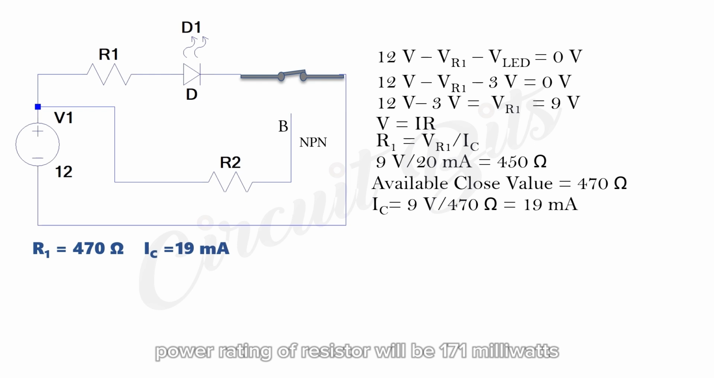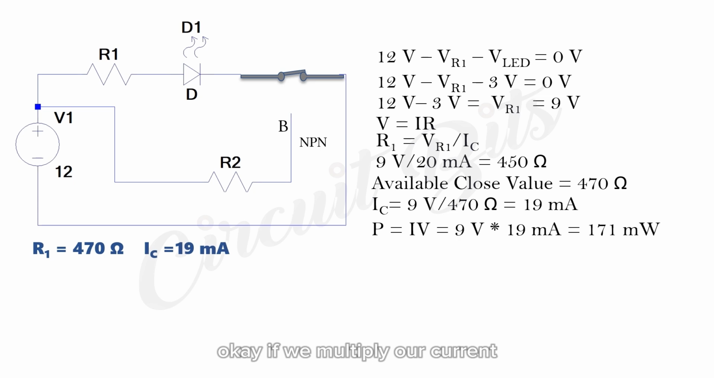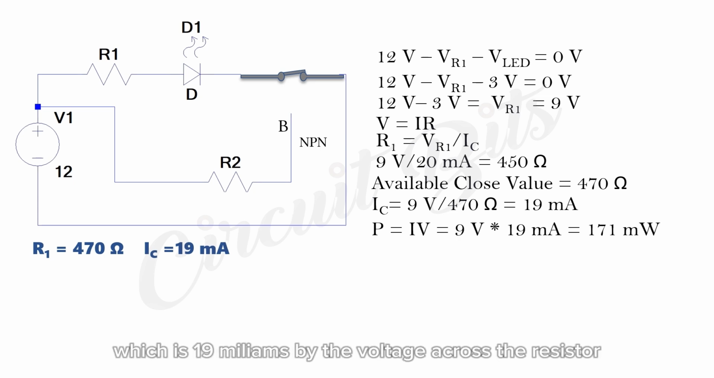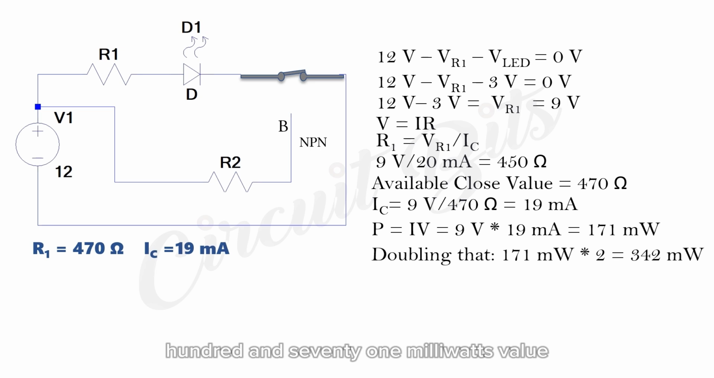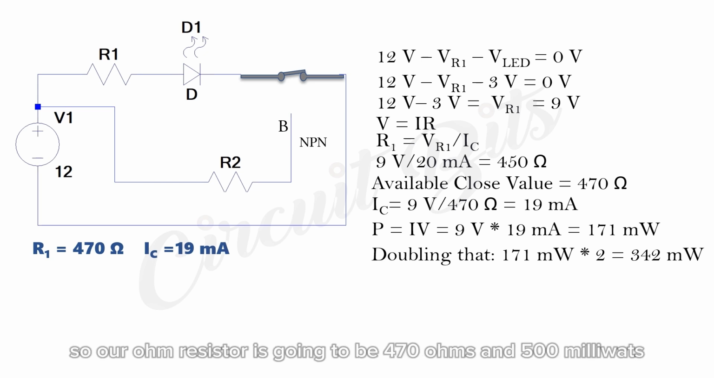Power rating of the resistor will be 171 milliwatts. If we multiply our current, which is 19 milliamps, by the voltage across the resistor, which is 9 volts, we'd have 171 milliwatts. And if we double this 171 milliwatts value, we would have 342 milliwatts. So we can then push it up a little to the 500 milliwatts resistor, since that's the next available value. So our resistor is going to be 470 ohms and 500 milliwatts.